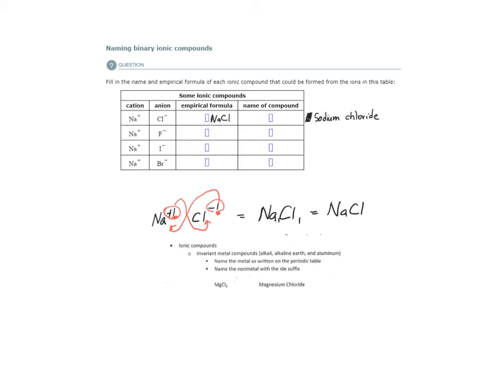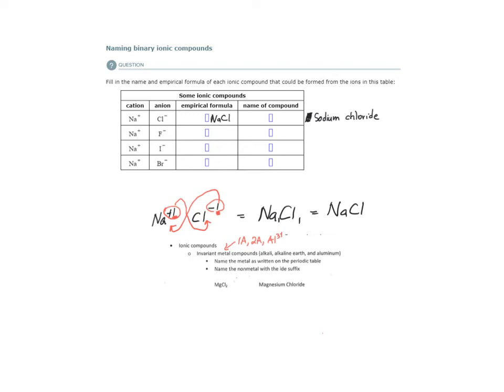It's in group 1A. So just to review, what we did was we identified that we have an ionic compound and we have an invariant metal, sodium. It's in group 1A. So just to indicate there are invariant metals in group 1A, 2A, and aluminum 3+. We named the metal as written on the periodic table, which is what we did, sodium. We named the nonmetal with the IDE suffix, chloride, sodium chloride. Let's look at the next one.